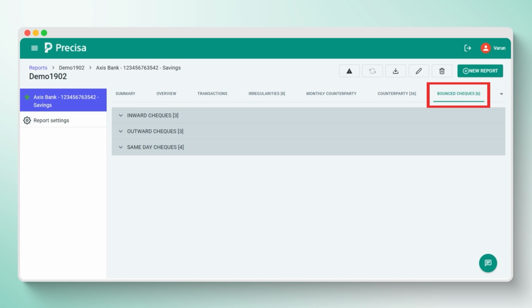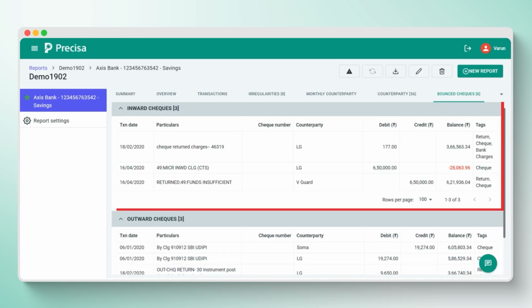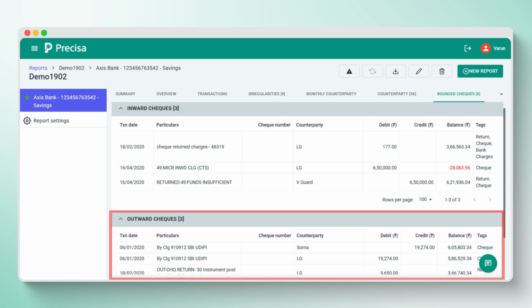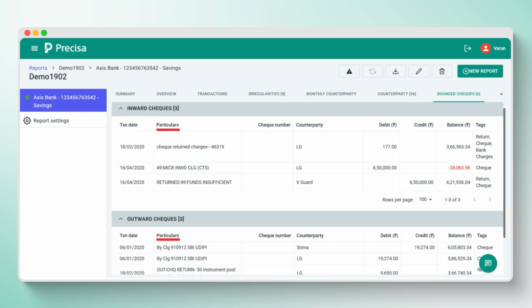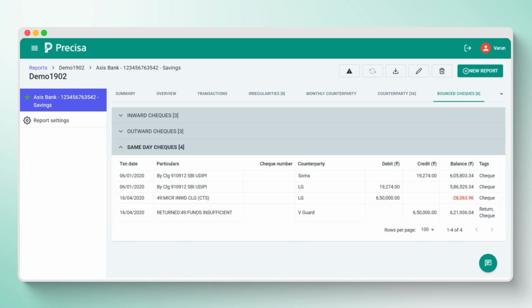The Bounced Checks tab categorizes bounced checks into inward, outward, and same-day checks, with a count for each type. Expanding the Bounced Checks view reveals detailed tables for both inward and outward checks, showing transaction date, particulars, amounts, and the resulting balance. Similarly, the table for same-day checks is expanded, showing specific transaction details, including the debit or credit amount, and the resulting balance.